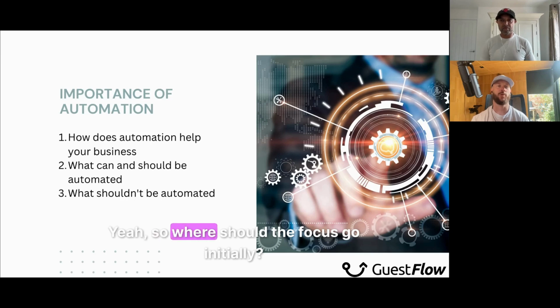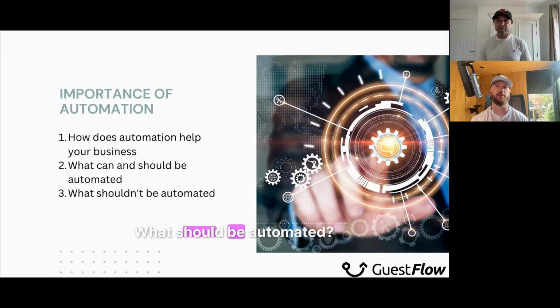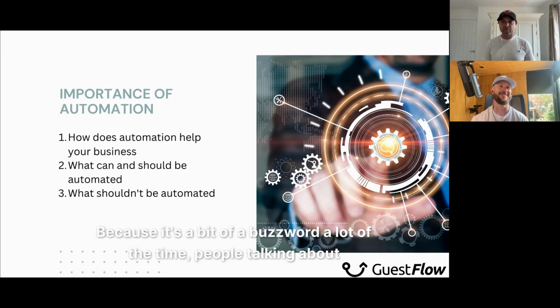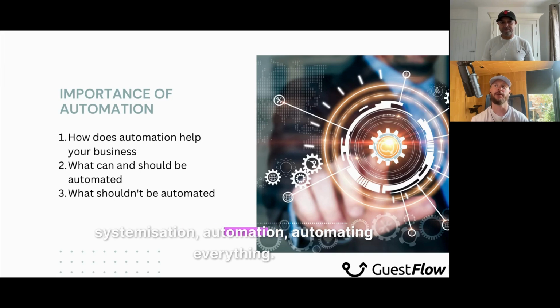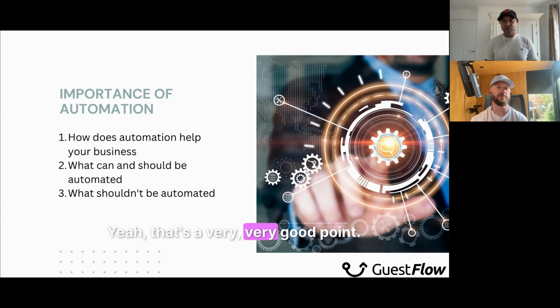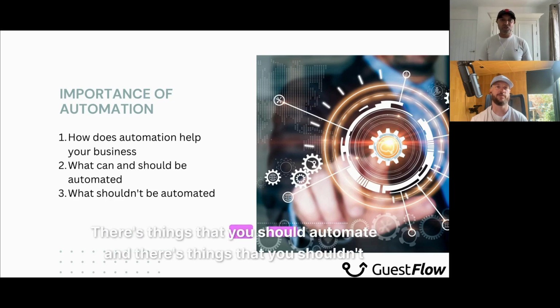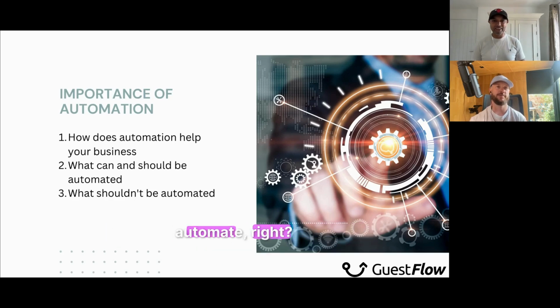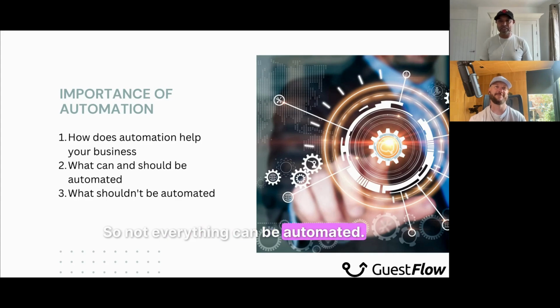So where should the focus go initially? What should be automated? Because it's a bit of a buzzword a lot of the time. People talking about systemization, automation, automating everything, but what's the reality? What really should you be focusing on? That's a very, very good point. That there are things that you should automate and there are things that you shouldn't automate, right? So not everything can be automated.